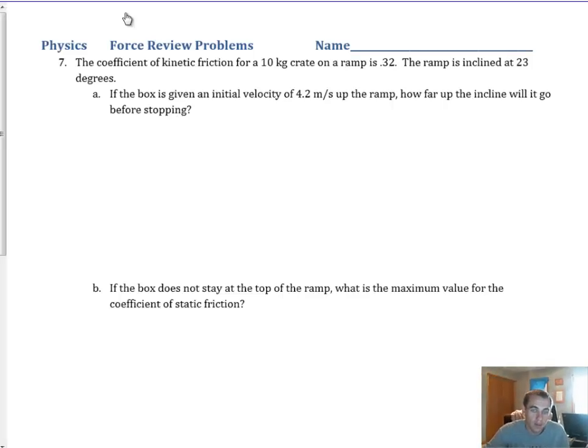This is part 4, and this is strictly going to be number 7 on the worksheet. This is a fairly long, complex problem, but it's not hard. There's just lots and lots of steps. So I'm going to try to walk you through this one step at a time.